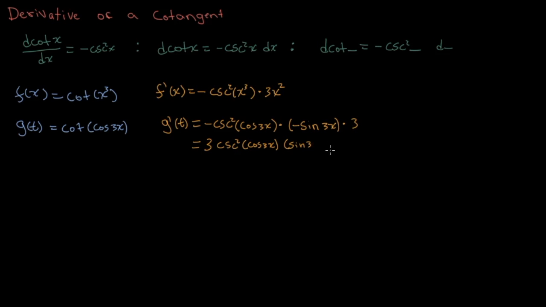I'm going to take away this bracket just to make sure it's not as confusing, and I'll write sine like this instead, just to make it less confusing. So there you have it. That is how you evaluate the derivative of a cotangent.